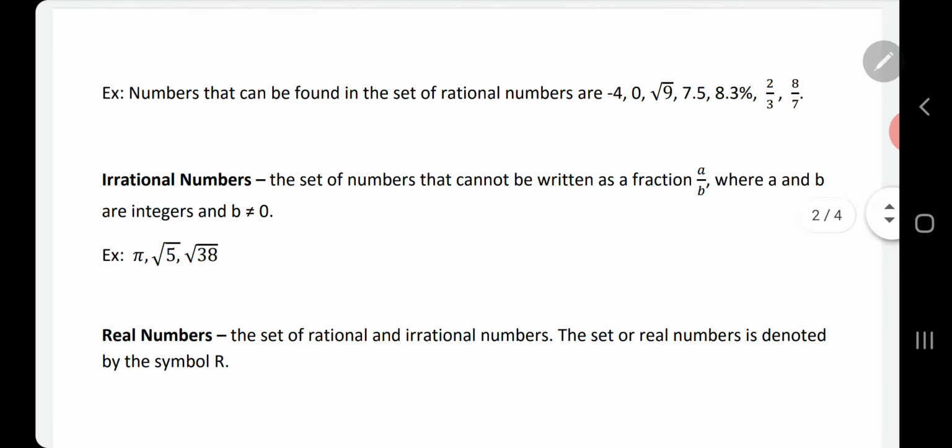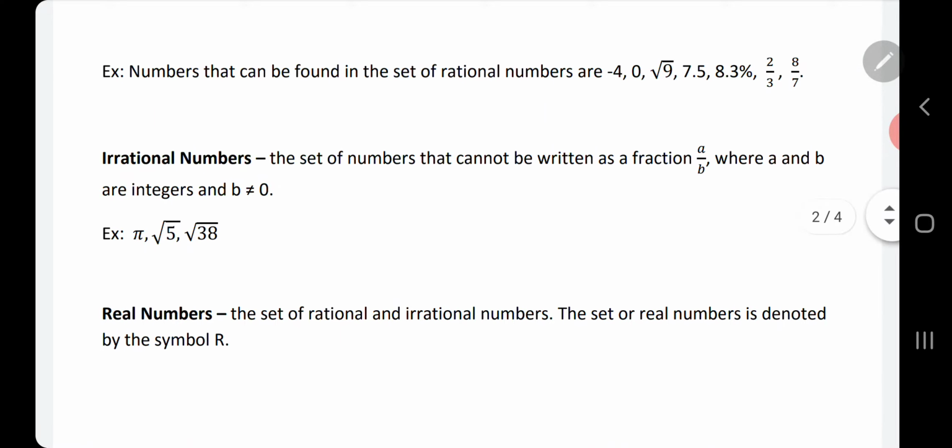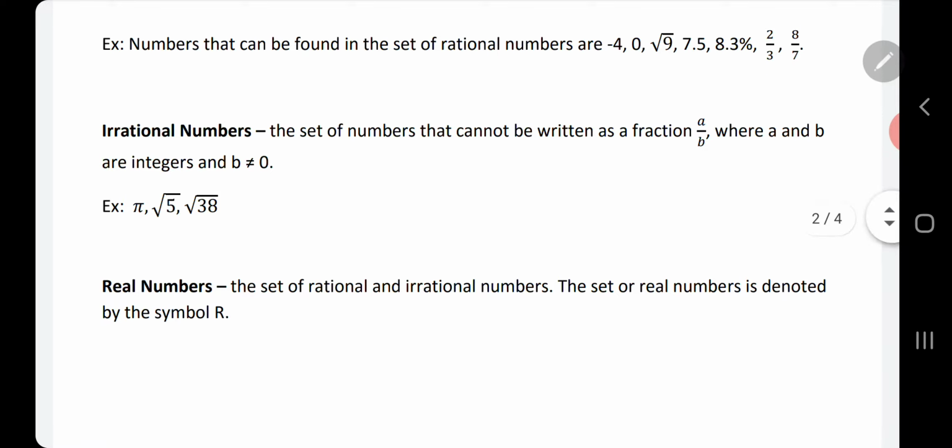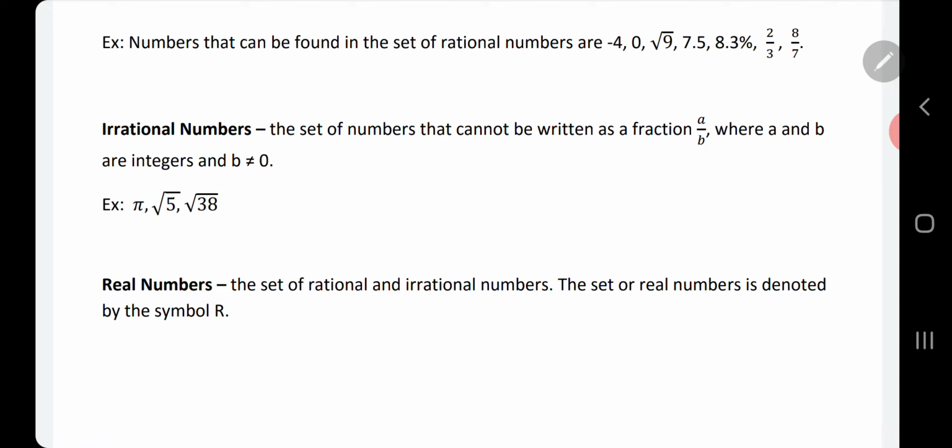Our irrational numbers are the set of numbers that cannot be written as a fraction, a over b, where a and b are integers and b is not equal to 0. Another definition they give is that they are non-terminating, non-repeating numbers. That just means they go on forever and ever, and they never have a pattern to them. Examples of this are pi. Pi is like 3.14 on forever. This number will never ever stop.